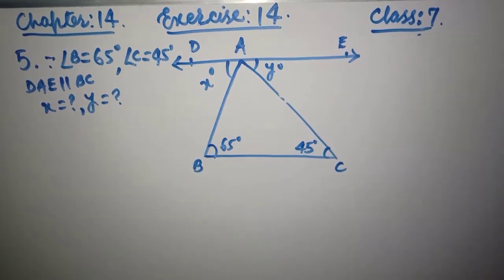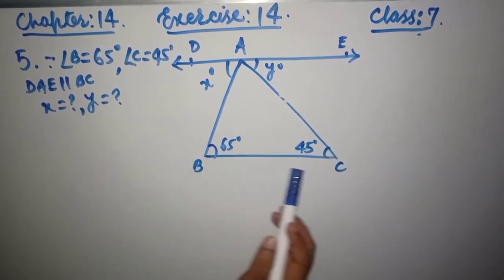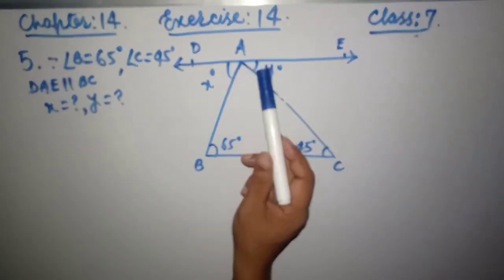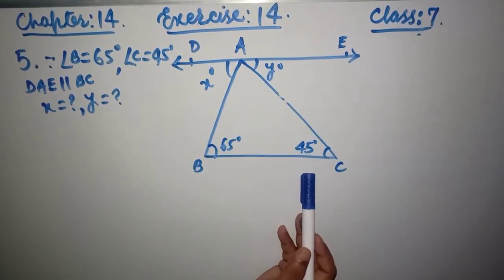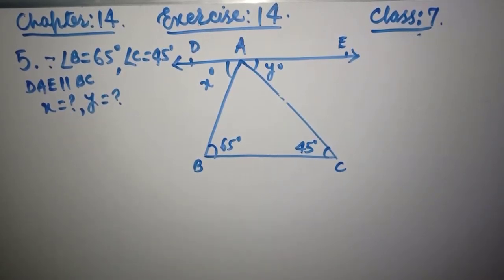Now see friends, question number 5 says, from the given figure, angle B is 65 degree, angle C is 45 degree, and DAE is the line which is parallel to BC. Then find the value of X as well as Y. Now see the solution friends.